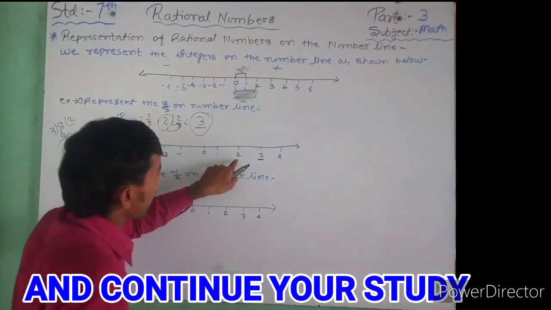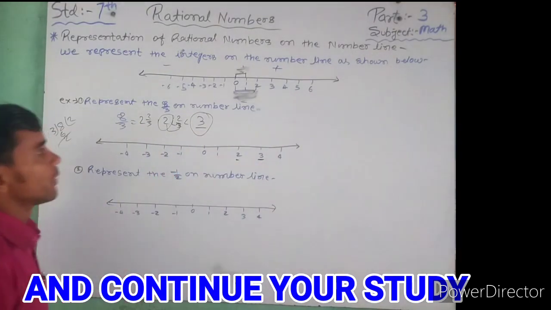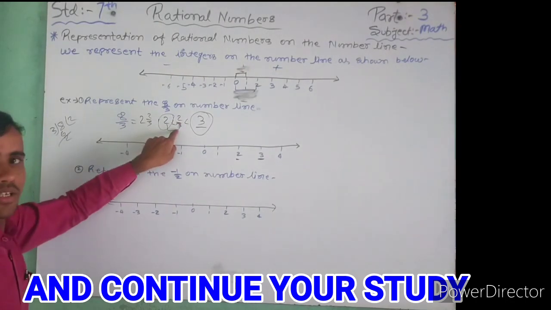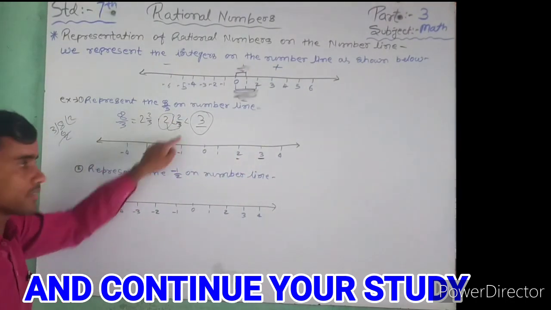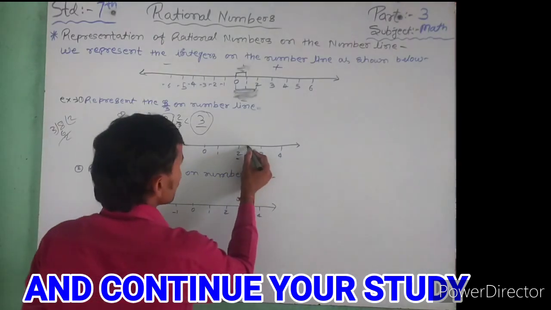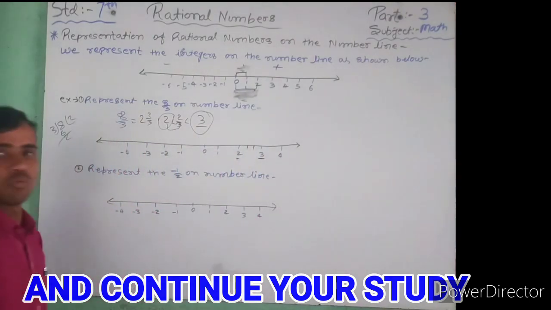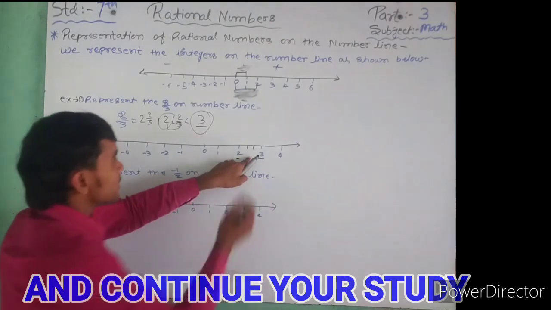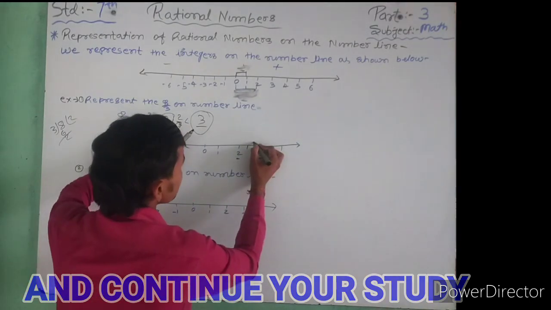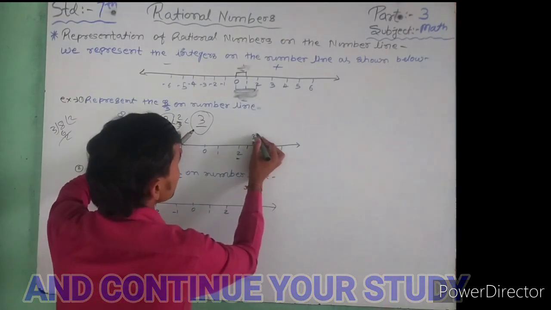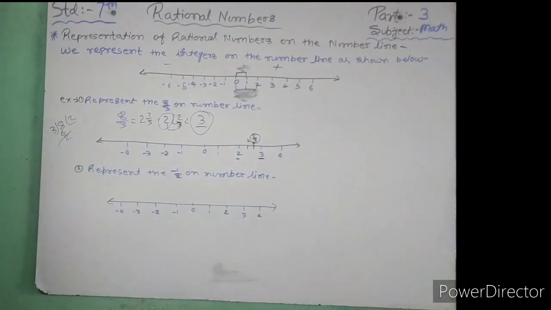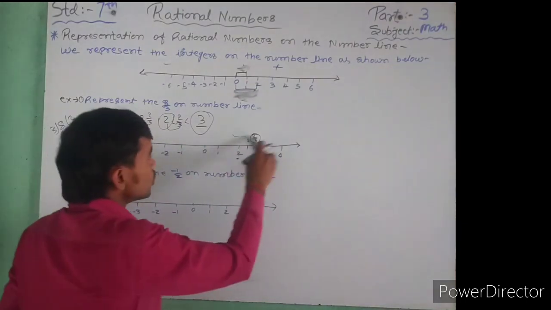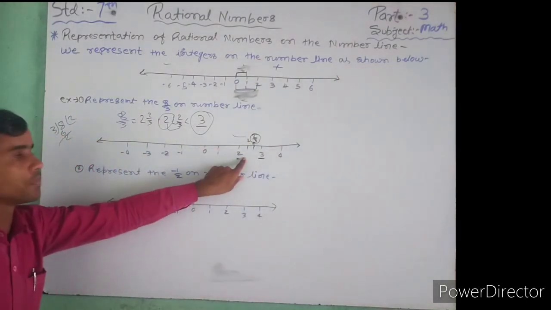Next, divide the gap between 2 and 3 into 3 parts. For 2 by 3, if you have 3 rupees, you divide it into 3 parts and take 2 parts. That represents 2 by 3, and so the point is 2 whole 2 by 3. That is your answer, and that is the representation.